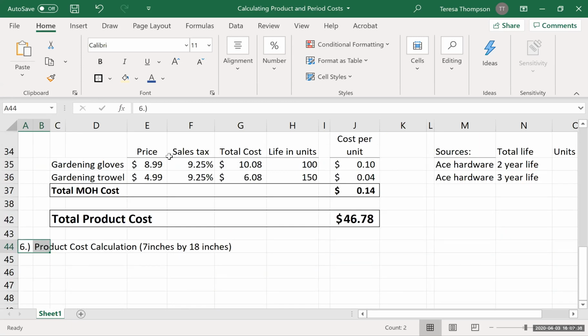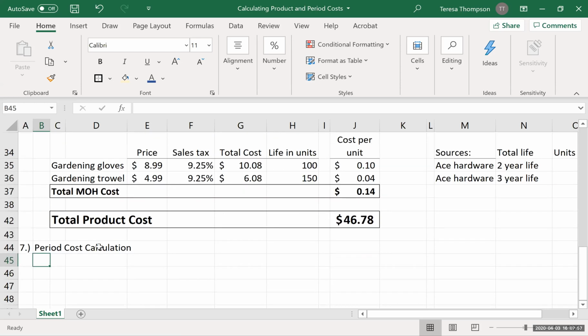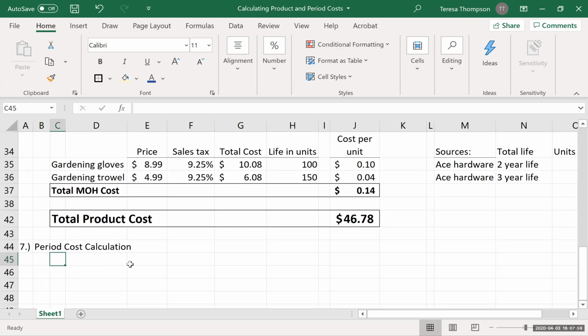So let me update that. Sorry, you can tell I copy and paste a lot. Laziness. Period cost calculation for my product. But since it's a period, those product specifications don't really play into effect here. All right, so we know that our period costs are made up of selling and administrative. So let's go ahead and do selling first.